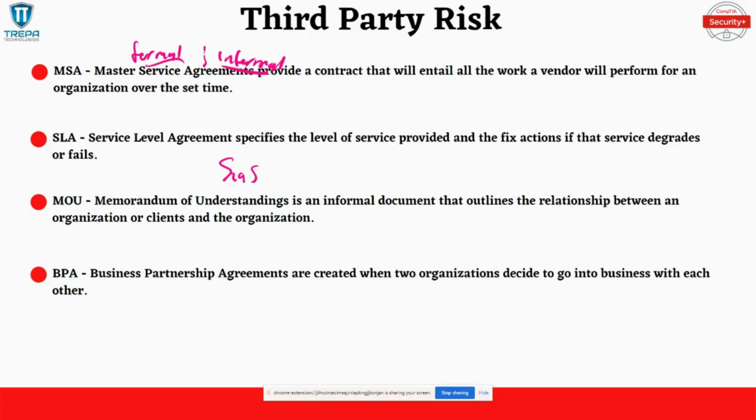A BPA is a document generated when two organizations decide to go into business with each other. So these are just some of the third-party risk documents that you may find that you need to use in your enterprise. And this is to protect yourself and the organizations you work with.